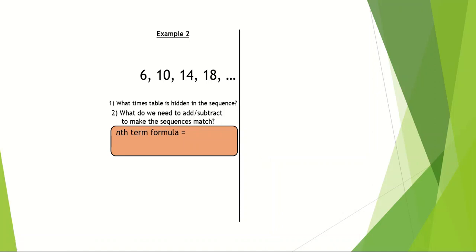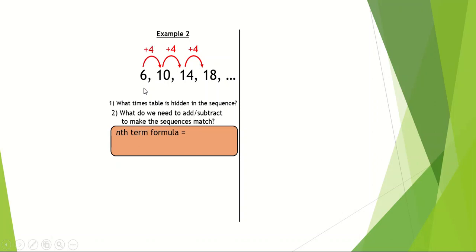Example number 2, 6, 10, 14, 18, and so on. We will do the same thing. What times table is hidden in the sequence? The times table is actually the constant difference between two consecutive terms. So let's see if there is a constant difference between terms. Yes, there is, and that is positive 4. Therefore, we will multiply this constant to the position.